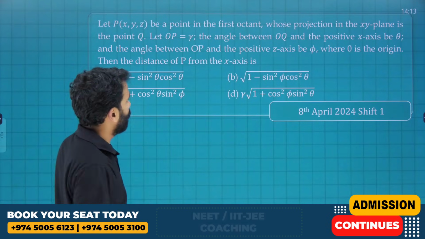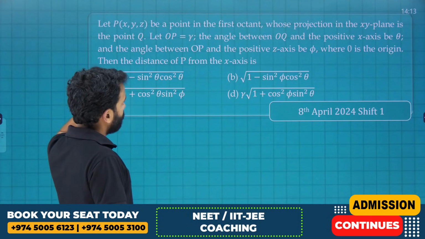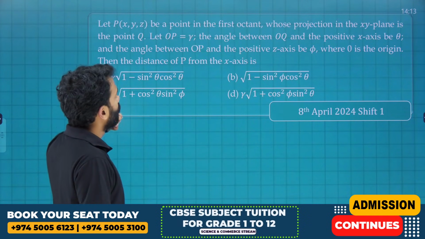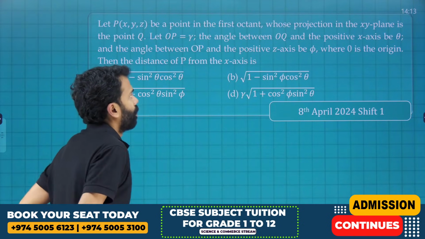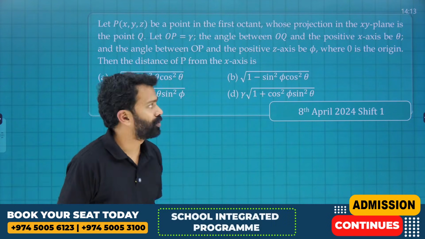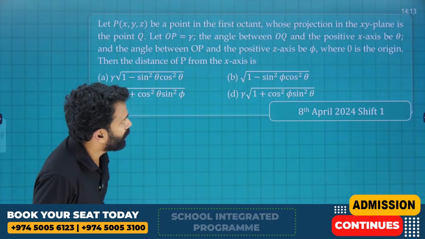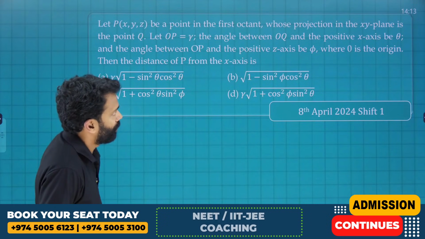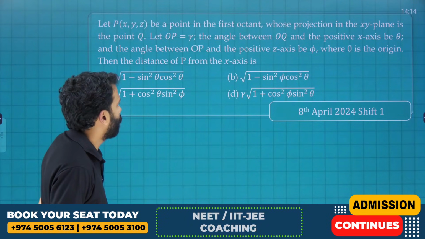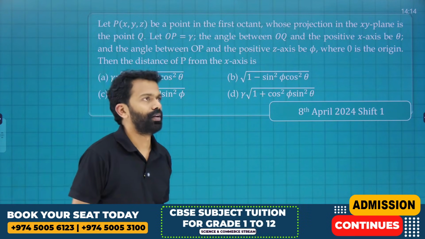Next one, a very basic question. Let P(x, y, z) be a point in the first octant whose projection on the XY plane is the point Q. Let OP be equal to gamma. The angle between OQ and the positive x-axis is theta, and the angle between OP and the positive z-axis is phi, where O is the origin. Then the distance of point P from the x-axis is.